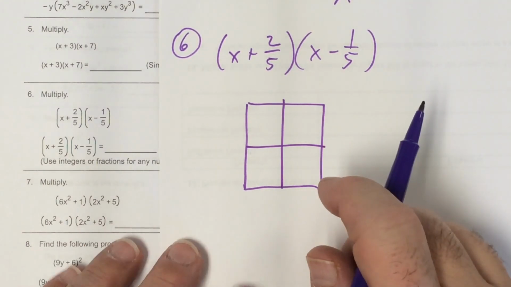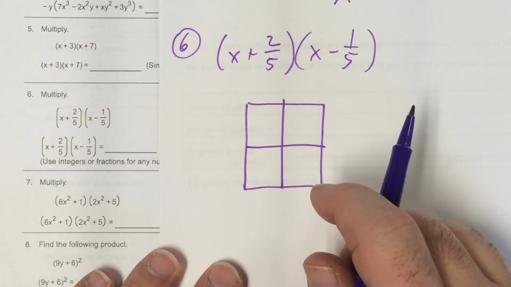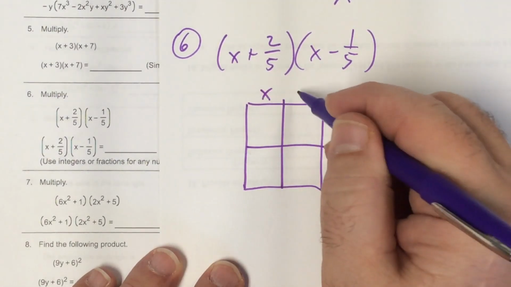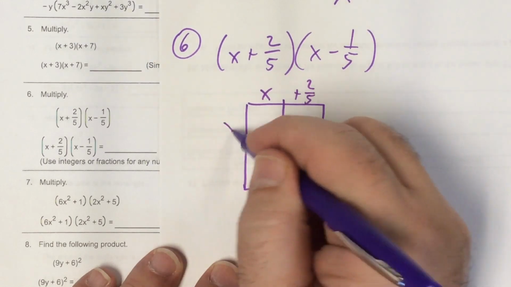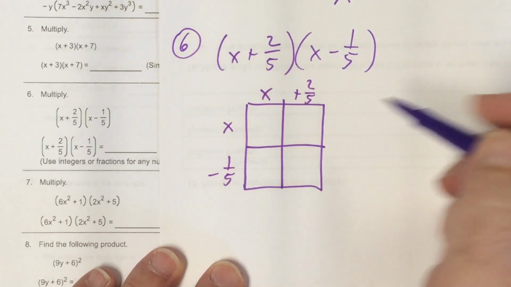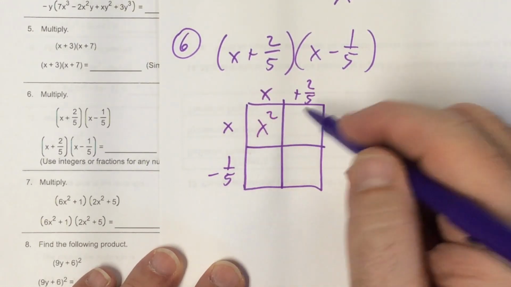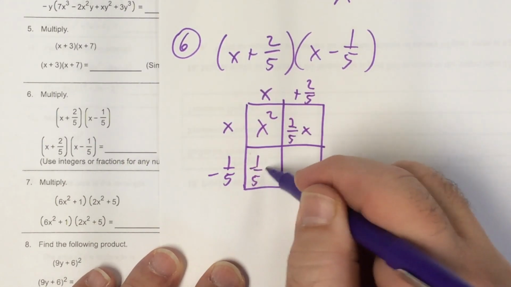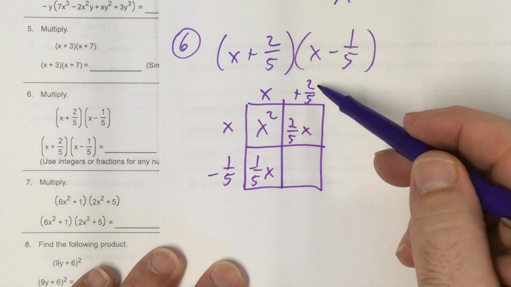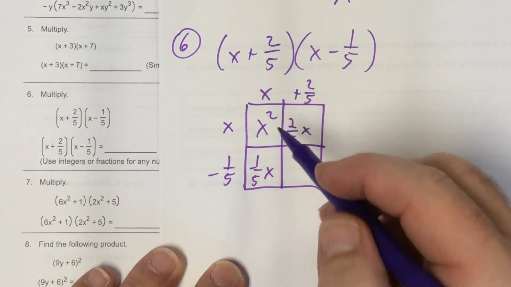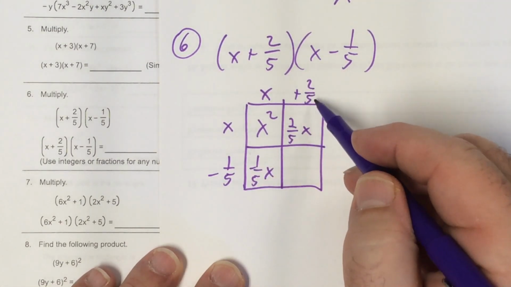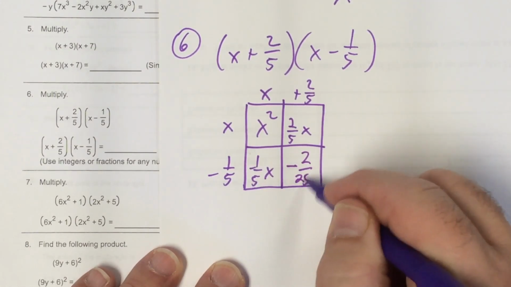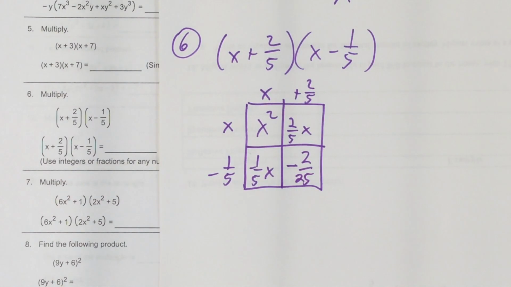One thing that does make this easy, because they have common denominators, it should be easy to at least add these without a lot of manipulation. So this will be x plus 2 over 5, and then x minus 1 over 5. So that'll give me x squared. This will give me 2/5 x. This will be negative 1/5 x. Now negative 2 over 5 times negative 1 over 5 will give me negative 2 over 25. So I have that here.